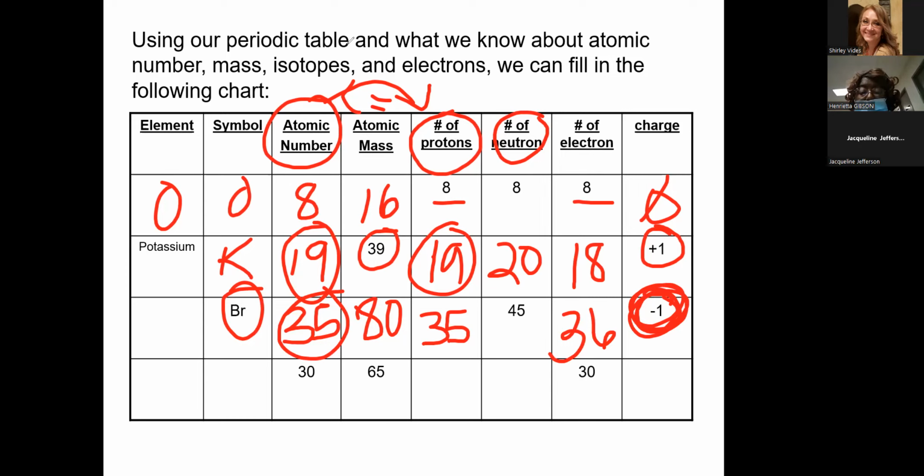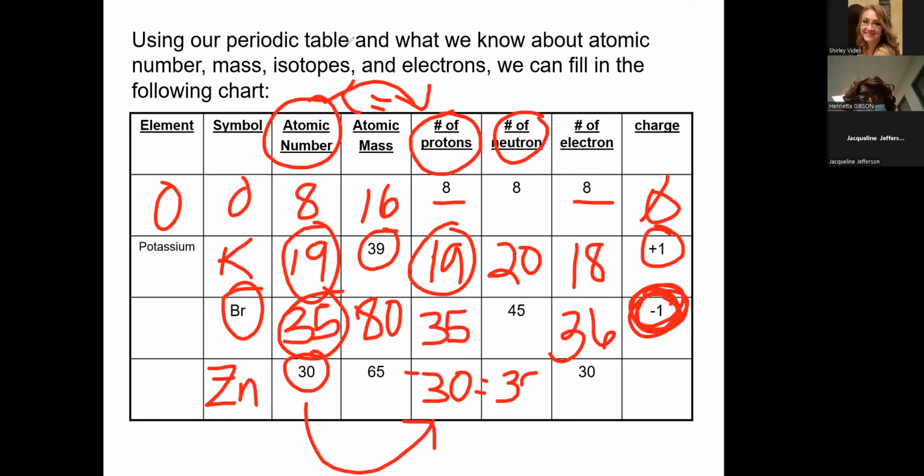And the last one, the atomic number is 30. So we look for element number 30, and that is zinc, Zn. Okay. Remember, this and this are always the same. We need to put a 30 there. This minus this gives me this, right? So that is 35 right here. And then the last thing, if this is 30 and this is 30, then our numbers have not changed. So that means the charge is 0. You see that?